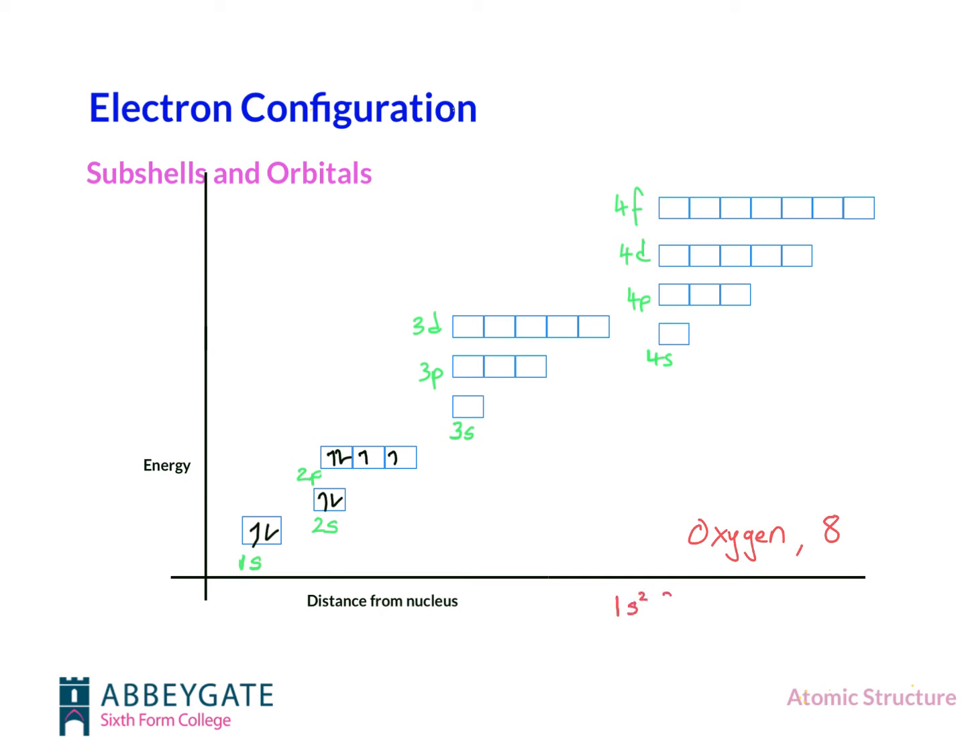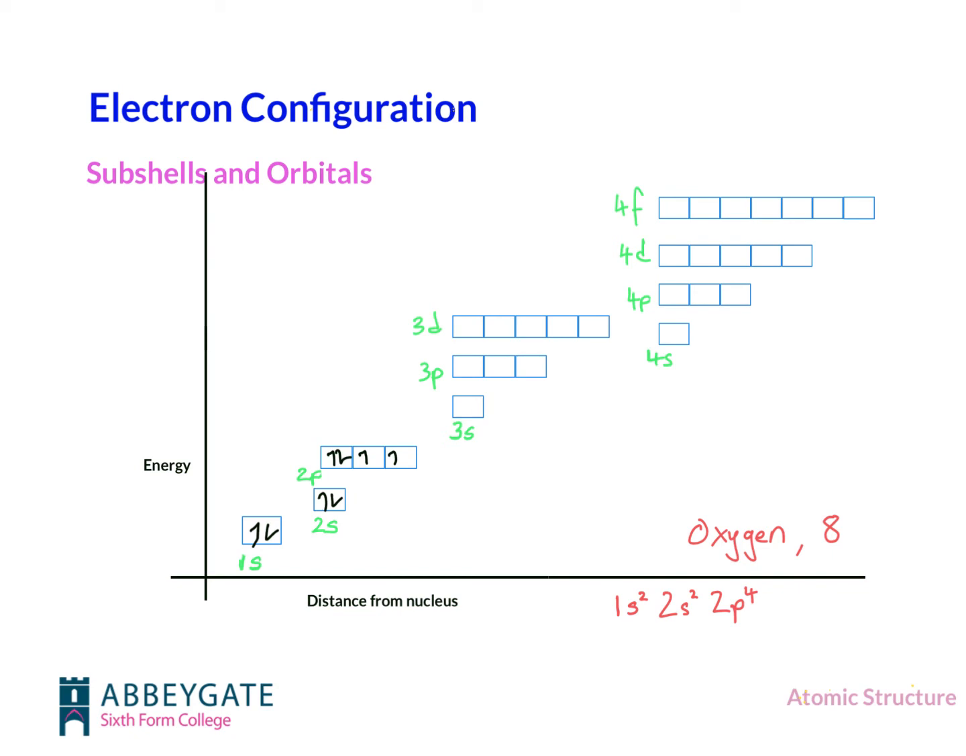What we would write down for oxygen is 1s2, 2s2, 2p4. So you write a big number to show the energy level. You then write the name of the orbital, so s, p, d or f. And then as a superscript, you put the number of electrons that are in that orbital. So oxygen, 8 electrons, is 1s2, 2s2, 2p4. And we can check that we've got 8 electrons by adding up the numbers in the superscript.